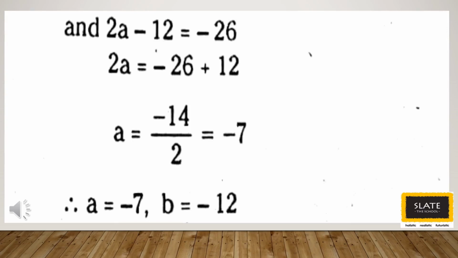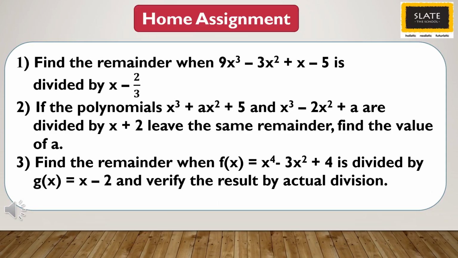Now, when b is equal to minus 12 is replaced in equation 1, we have 2a minus 12 is equal to minus 26. 2a is equal to minus 26 plus 12, that is, a is equal to minus 14 by 2, which is minus 7. Therefore, a value is minus 7 and b value is minus 12.